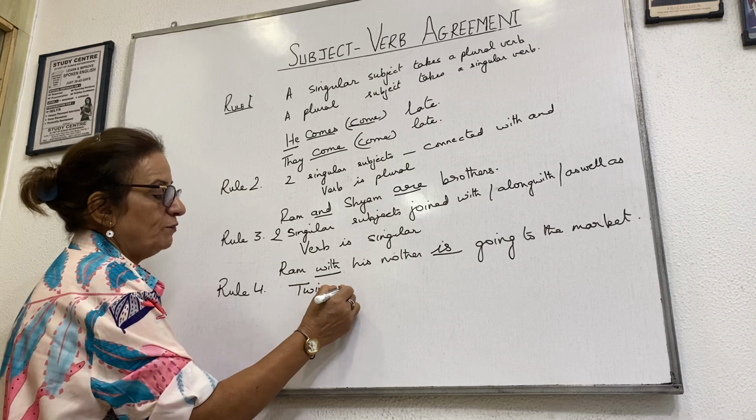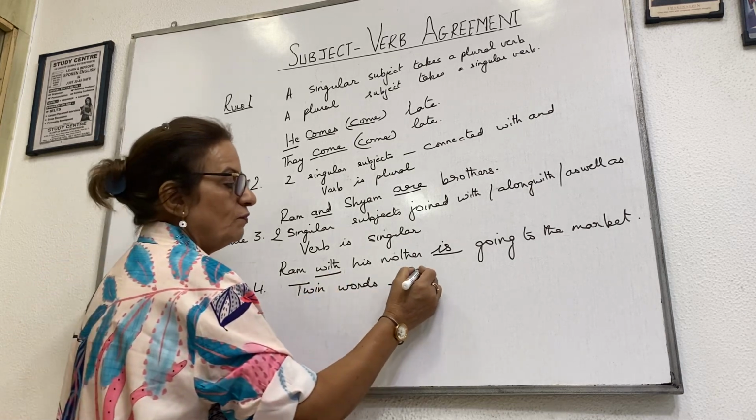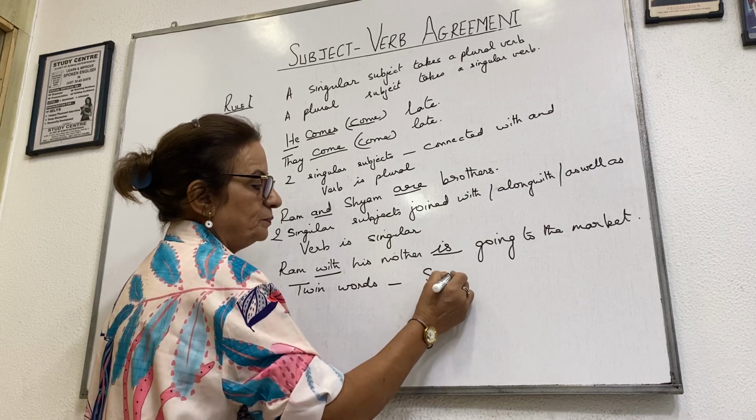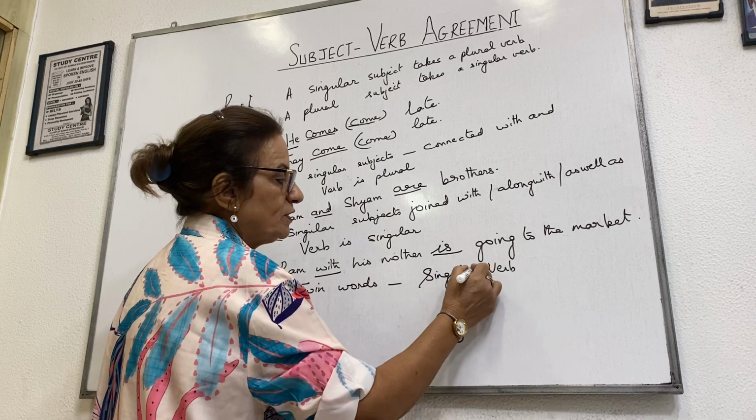There are some twin words which are always used together. Okay? They always take a singular verb. When we use them, the verb is singular. Now which are these twin words?